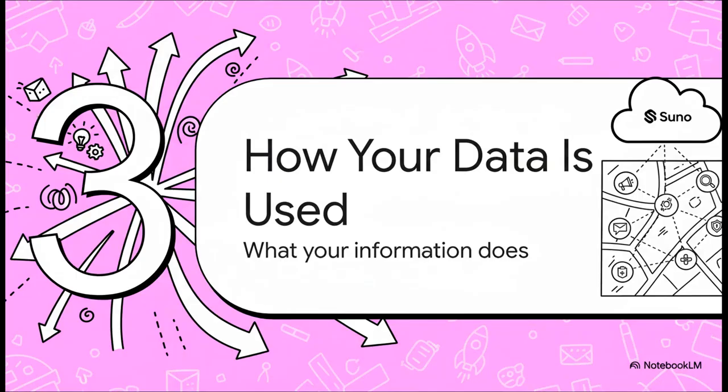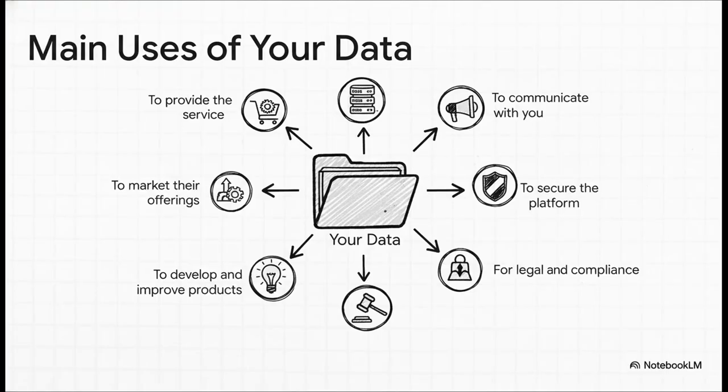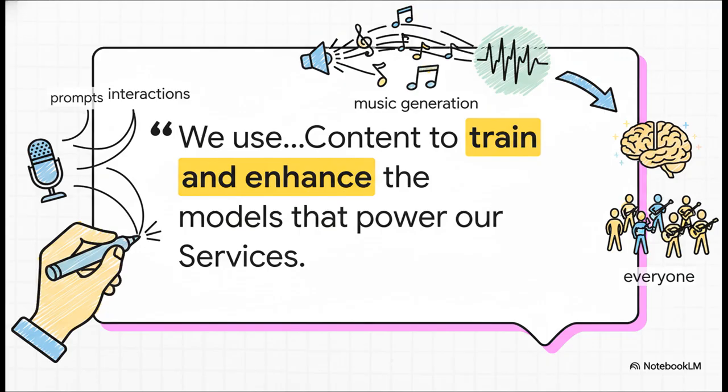So, what in the world do they do with all this data? It's a fair question, right? Well, their policy breaks it down into 6 main uses, giving us a clear roadmap for where your information actually goes. Okay, so a lot of this is what you'd expect. They use your data to run the service, communicate with you, market their stuff, and keep the platform secure. All pretty normal. But that last point, to develop and improve their products, that is where the AI angle gets really, really interesting.